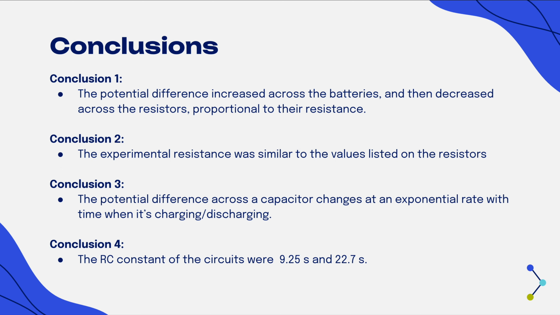So some conclusions are that the potential difference increased across the batteries and decreased across the resistors proportional to the resistance. And that the values that we got were very similar to the ones that were actually listed on the resistor and the capacitor. And then also the potential difference across the capacitor does change at an exponential rate with time when it's charging and discharging. We showed this by taking the logarithm. And lastly, that the RC constants of the circuits were around 9.25 seconds and 22.7 seconds.